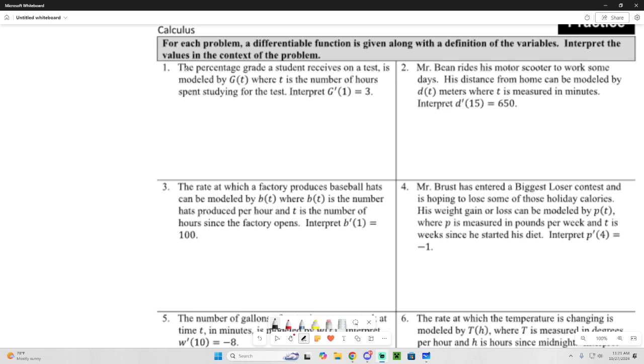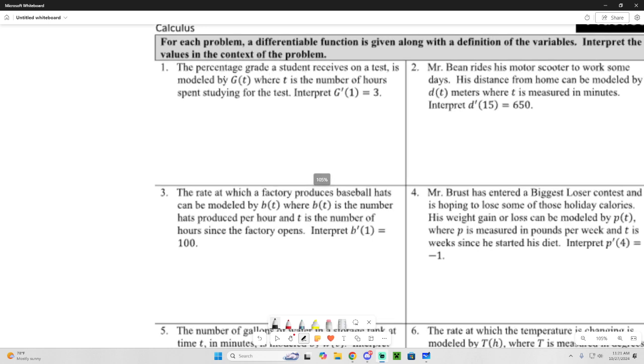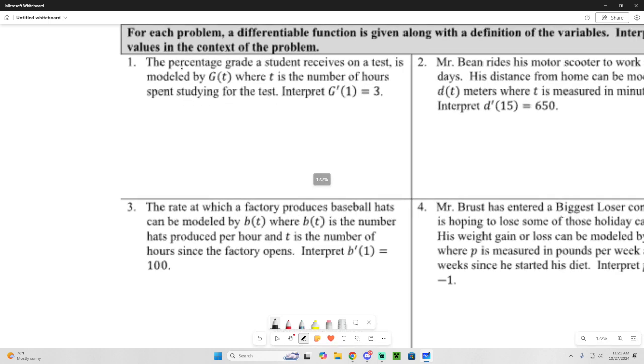So, the first question asks, the percentage grade a student receives on a test is modeled by g of t, where t is the number of hours spent studying for the test. Interpret g prime of 1 equals 3. So first, our independent variable, the number that's being plugged into g of t, is the number of hours spent studying for the test, and the dependent variable, which is what we're measuring, is the percentage grade a student receives on the test. So we're told to interpret g prime of 1 equals 3.